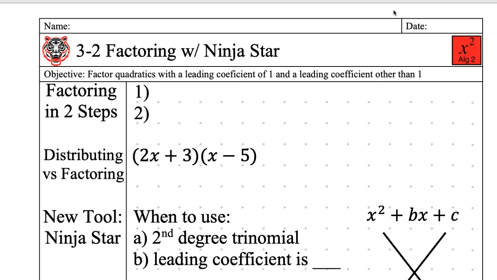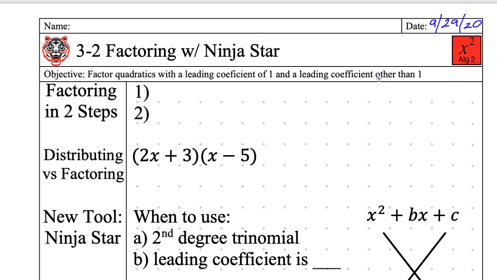We are on lesson 3-2, factoring with a ninja star. Our objective for today is to do what? Gunner was first. Factor quadratics with a leading coefficient of 1 and a leading coefficient other than 1. Yes, all right. By the way, today's date is Tuesday, September 29th, 2020.